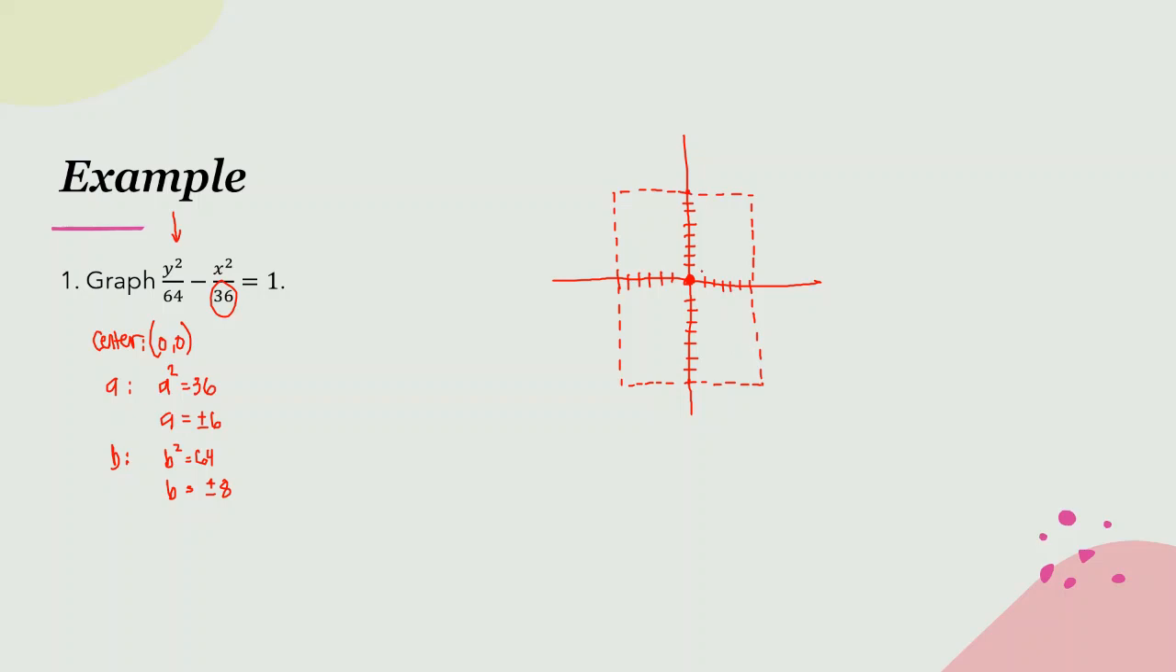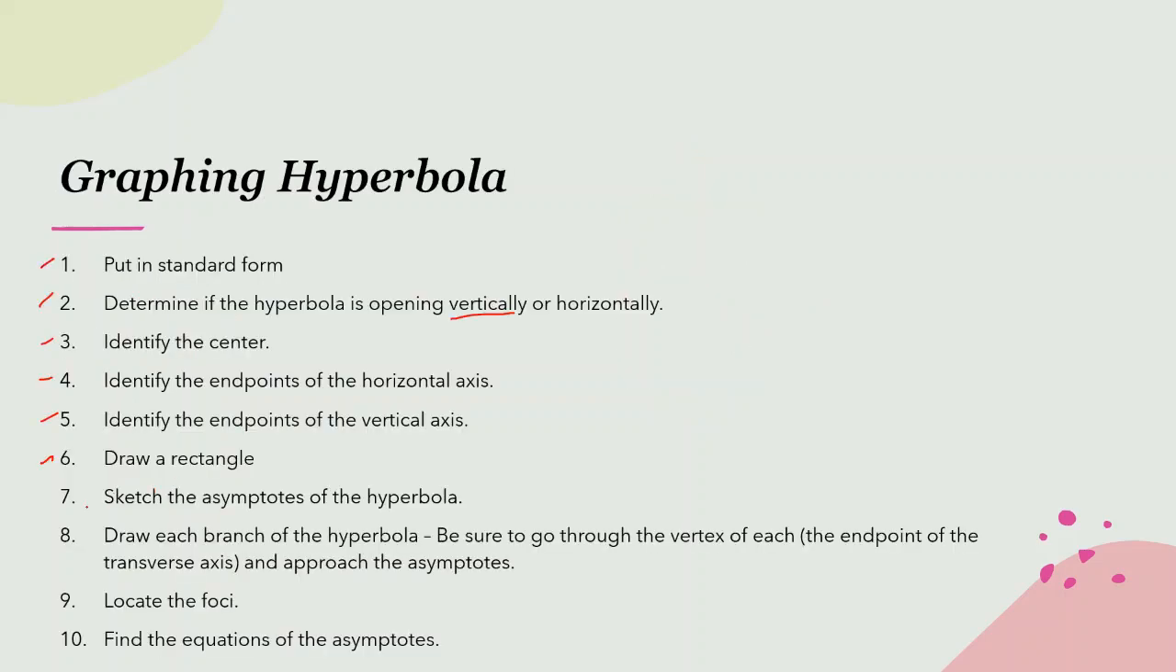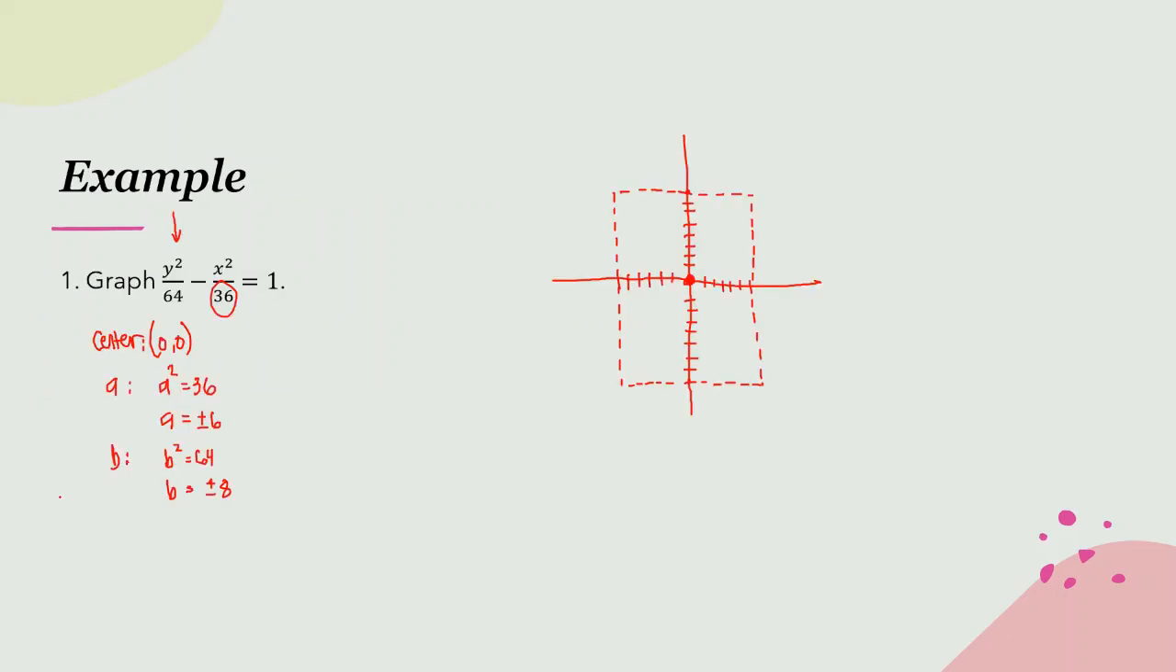So we've already created a rectangle. Next, sketch the asymptotes of the hyperbola. In sketching the asymptotes, we have to pass through the center and the corners of the rectangle, here, the center, and here. That would form like an X. So this is now our asymptote, and of course, that would extend. We have also here our other asymptote.